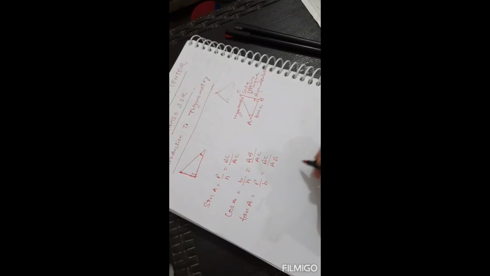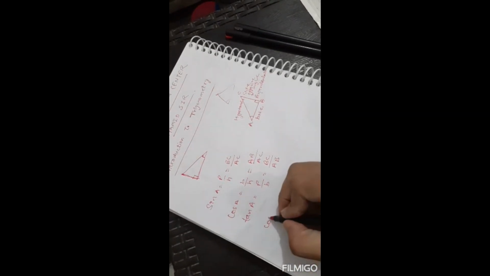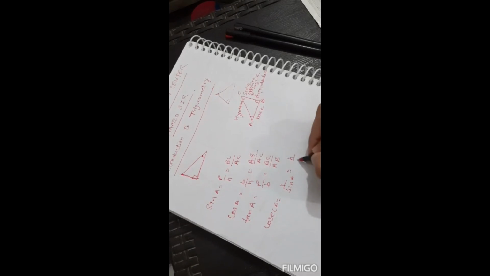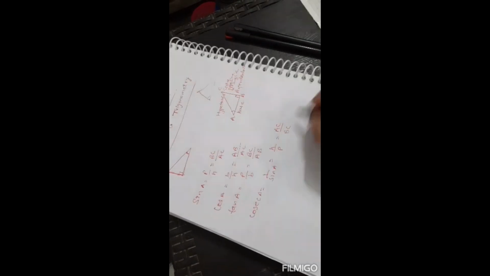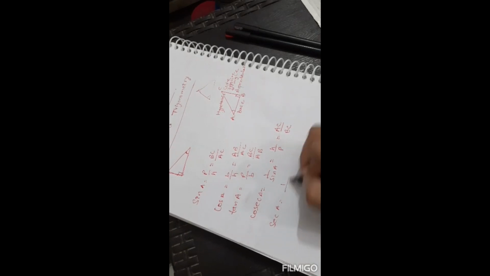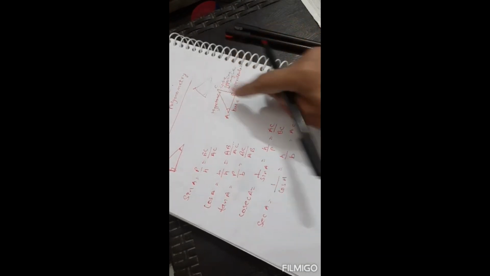Okay, next one is cot. Okay, the opposite of sine is cosec. Cosec is reciprocal of sine A, that will be hypotenuse divided by perpendicular, that is AC divided by BC. Next one is sec A. Sec A is the reciprocal of cos. It will be hypotenuse divided by base, that will be AC. AC is hypotenuse and base is AB.